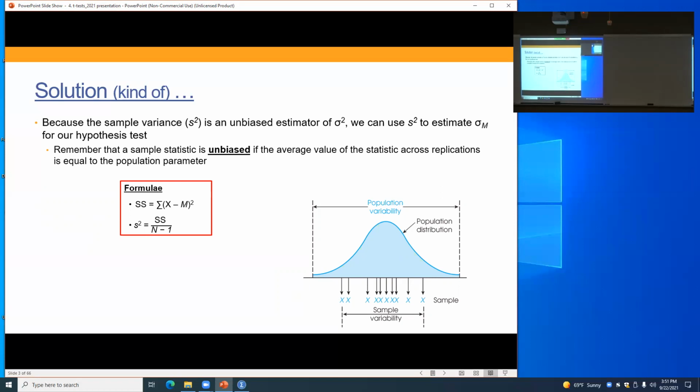And if I have a very small sample size, what's that correction going to be? Is it going to be big or small? It's going to be big.